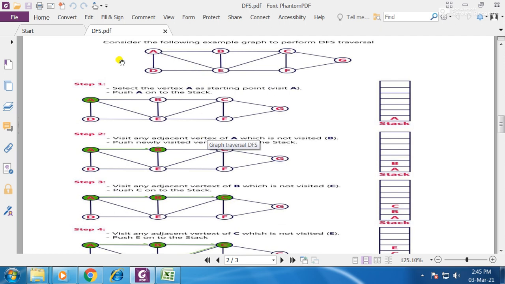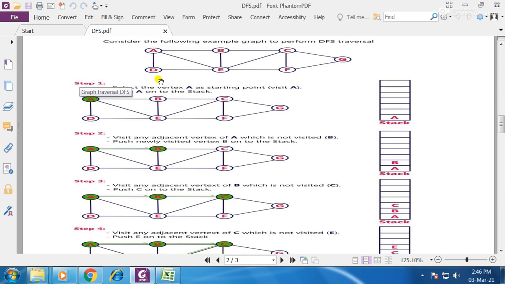So to understand that particular algorithm, we have a graph here. Consider a graph like this, which has the vertices A, B, C, D, E, F and G. And on this graph we have to apply the depth first search algorithm. So we will apply, one by one, all the steps we have studied in this algorithm, and we will see how these steps are performed on that graph and how the results are produced.